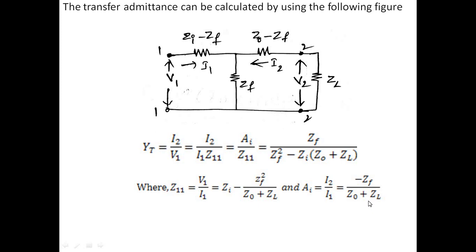Usually the students have to do the derivations, because it's based on simple Kirchhoff's laws. Anyhow, let me do the derivation for both Z11 as well as AI. If you substitute in Yt, which is equal to AI by Z11, we will get Zf divided by Zf squared minus Zi into Z0 plus Zl. Let us go ahead with the derivation.